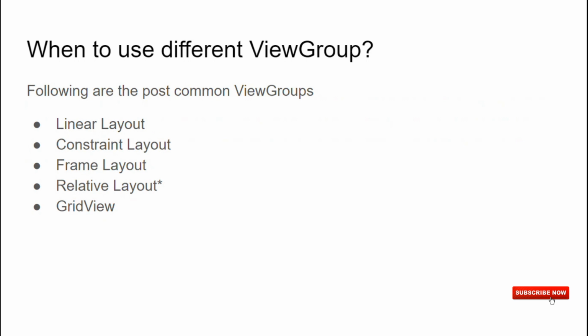When to use different view groups? If you have a straightforward UI where you just have vertical and horizontal views, then linear layout is really the best one to go ahead with. And constraint layout is useful if you have a complex view and you do not want to increase the hierarchy while creating the layout. In those scenarios, constraint layout is really helpful.